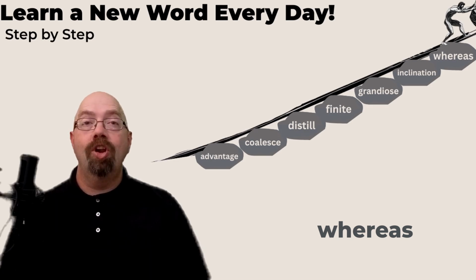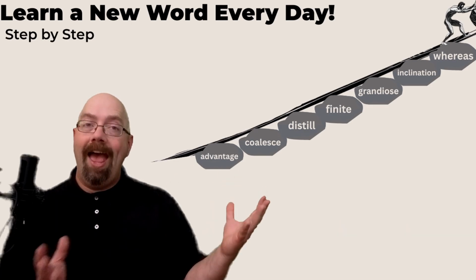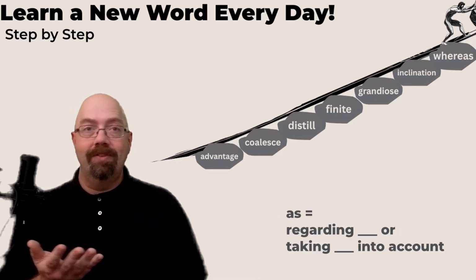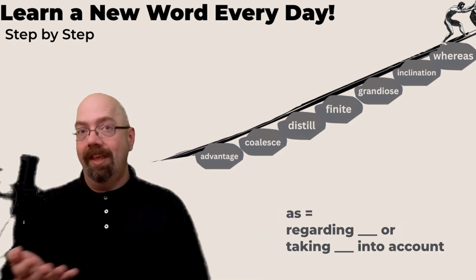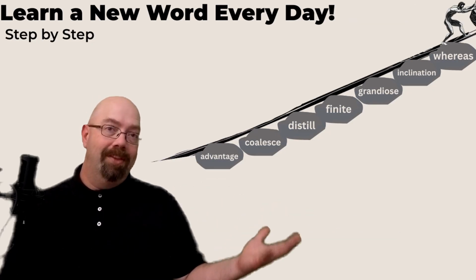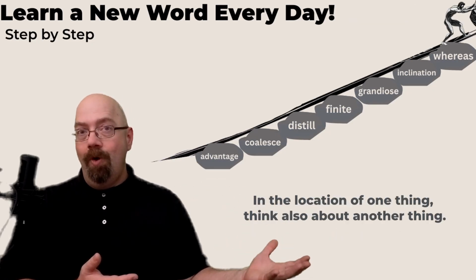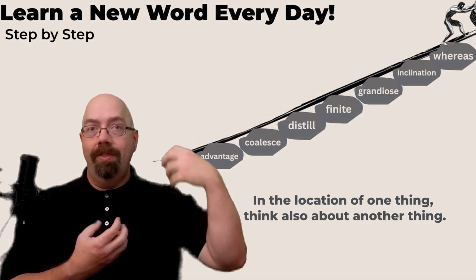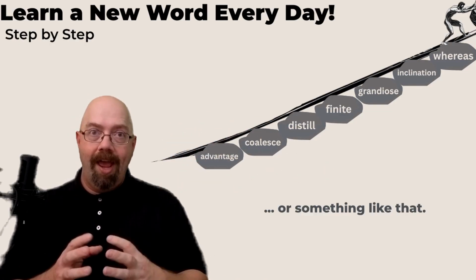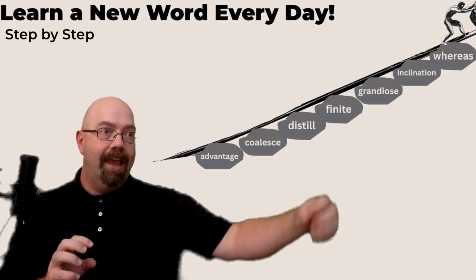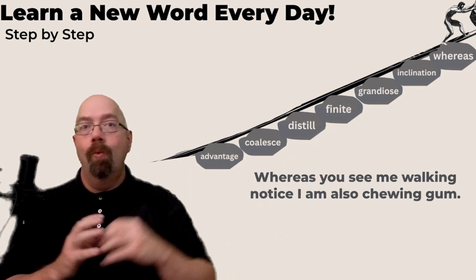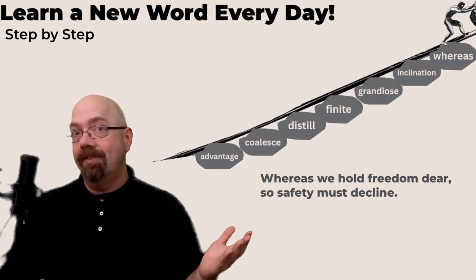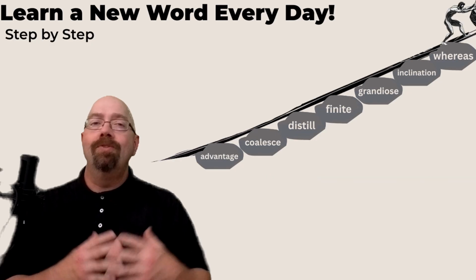Let's break down the word whereas. Whereas is the two words where and as joined together. As means this thing exists. Where is in the location. So if I want to talk about this one thing, I want to think about it while thinking about another thing. Whereas one thing, I can do another thing. Whereas this thing exists, so this other thing might not exist. That's how we might use whereas.